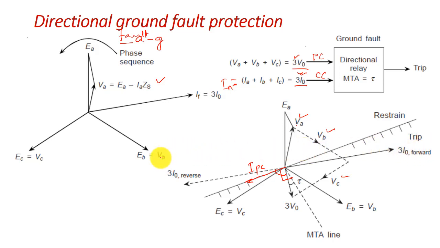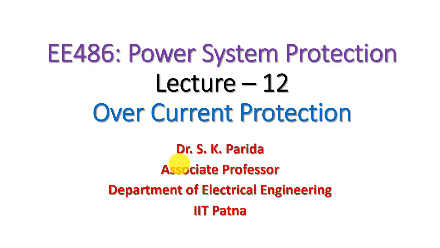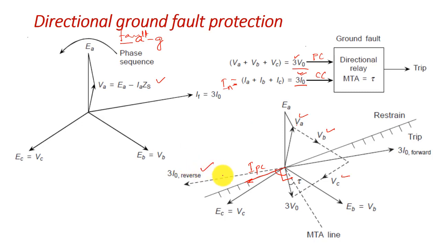Okay, and your 3I0 is here, which is in the trip region, right? And your reverse current 3I0 reverse is opposite to 3I0 forward, and it is lying in the restraining region, right? So in this way we can detect the ground fault, and you can implement the directional relay for detecting the ground fault, and it will be implemented for the ground fault protection.